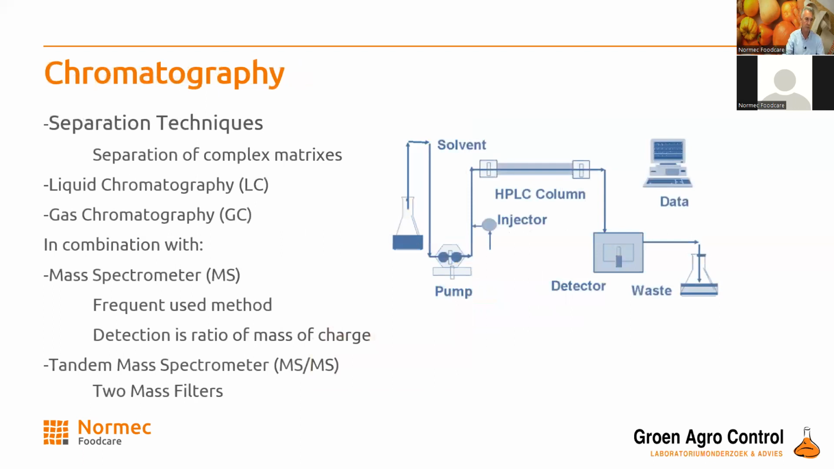For the chromatography, that is a separation technique for complex matrices. So we have the liquid chromatography and the gas chromatography already mentioned, in combination with the mass spectrometer. That is based on the movement of a charged particle or ion in an electric or magnetic field. The combination of the LC and the MS, as well as tandem mass, is really the best method to identify all these different pesticides.